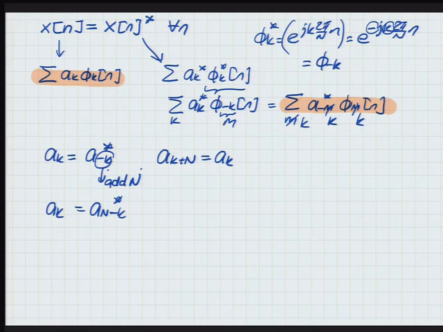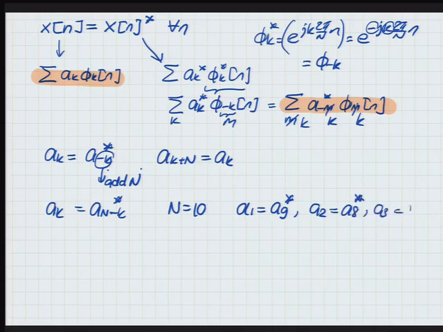So that means if N is equal to 10, a1 and a9 are closely related. They are complex conjugates. a2 and a8 are complex conjugates. a3 and a7 are complex conjugates. So if the indices add up to 10, they have to be complex conjugates of each other. Okay? So we'll see this in an example now.